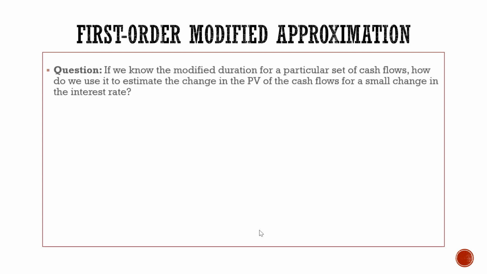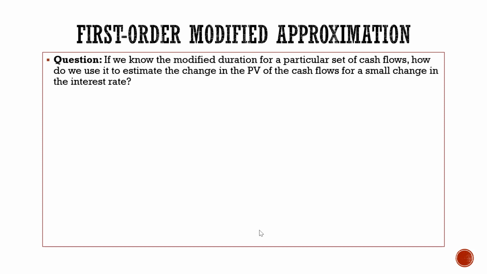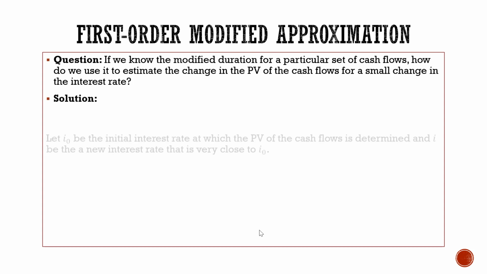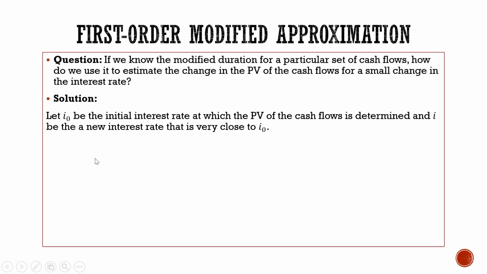First order modified approximation. So we have learned how to define the modified duration. Now we are going to use the modified duration to estimate the change in the present value of the cash flows for a small change in the interest rate. And to do so, we set up some notation here. Let i naught be the initial interest rate at which the present value of the cash flows is determined, and i be the new interest rate that is very close to i naught.